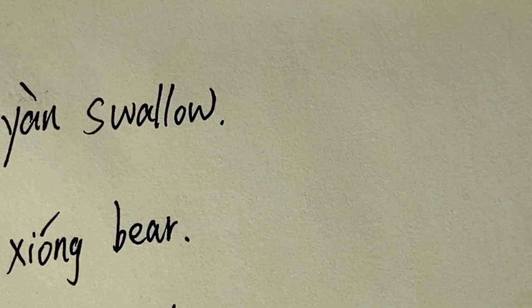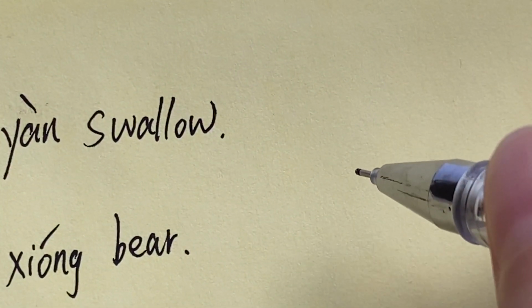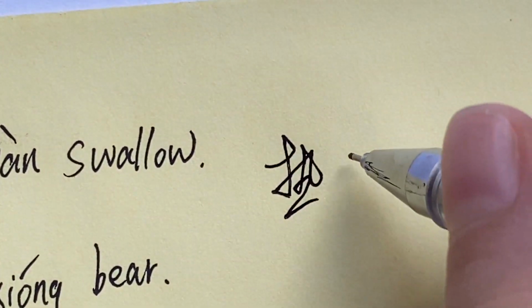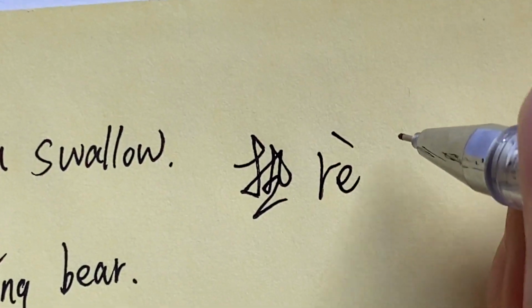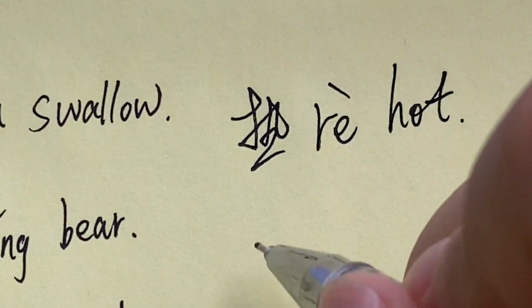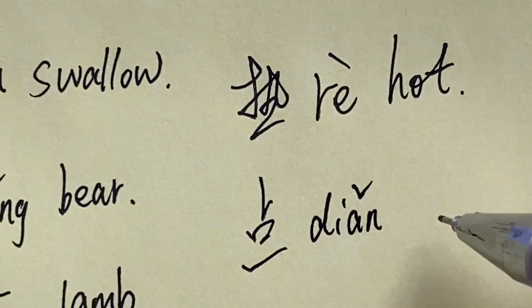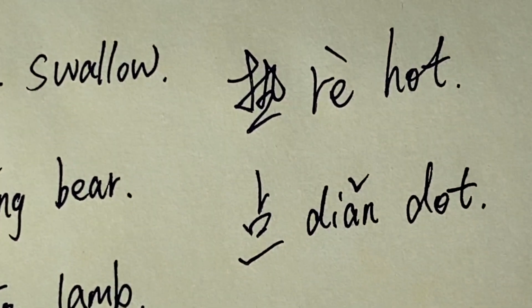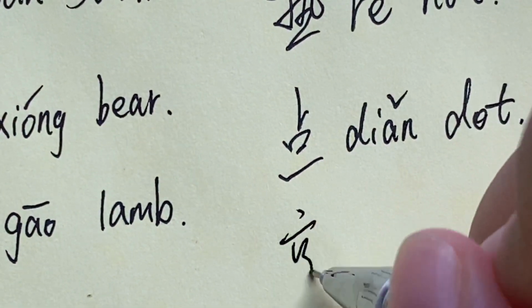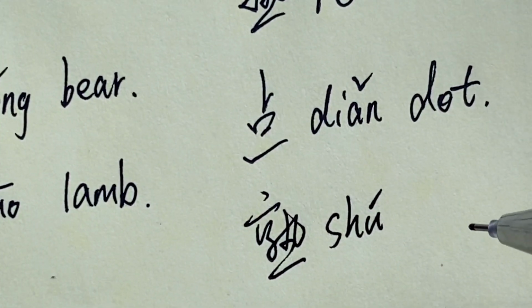When you write 四点 in cursive, you can write it like this. For example, 热 hot, 点 dot, 熟 ripe.